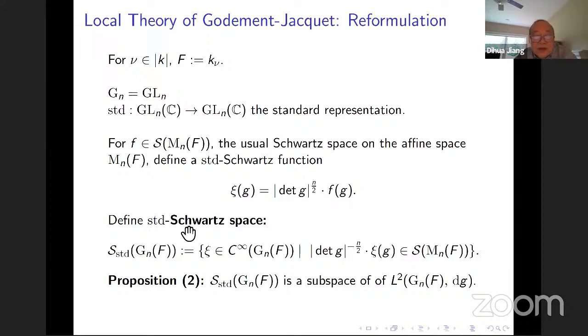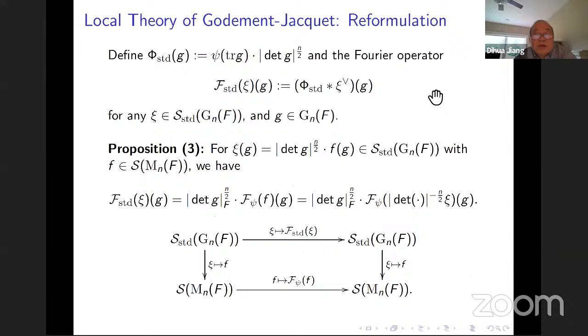And then we define the standard Schwartz space on GL_n now, right? It's just the restriction of this function, okay? And so we can show that this is a subspace of L2. Okay, this is not hard. And now you have to define the Fourier transform. So you take the distribution psi trace G, and then you normalize by the determinant to the n over 2. And then you define the Fourier transform as a generalized Hankel transform, so convolution of the kernel function with the Schwartz function, okay?